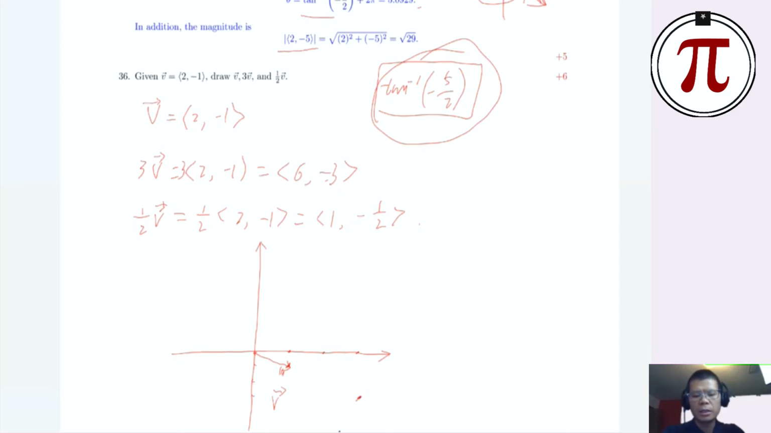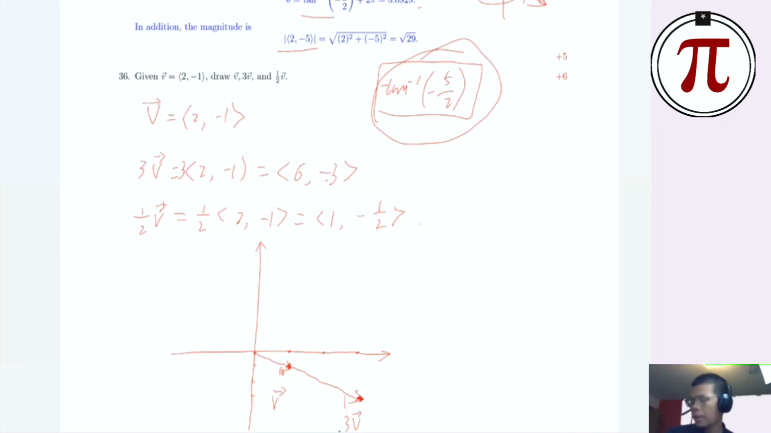Actually, it's going to be in the same direction, right? So it's just that the length is 3 times. You just extend this long segment to this point. Now this is 3V.